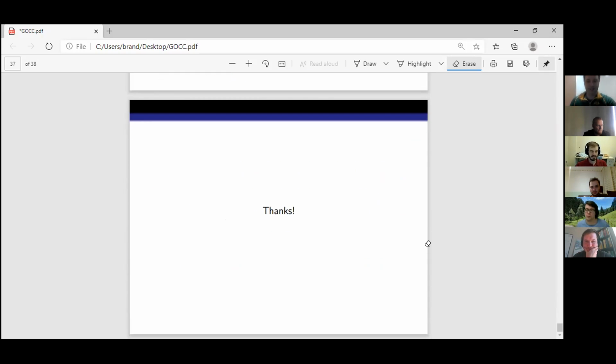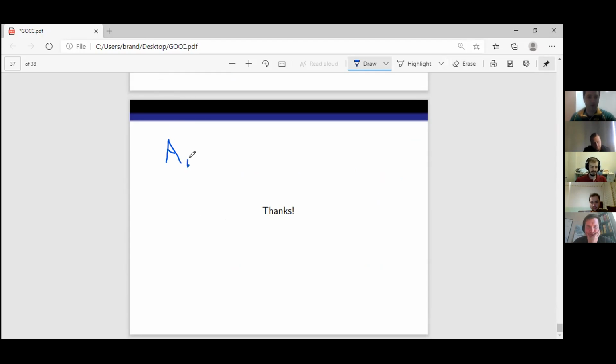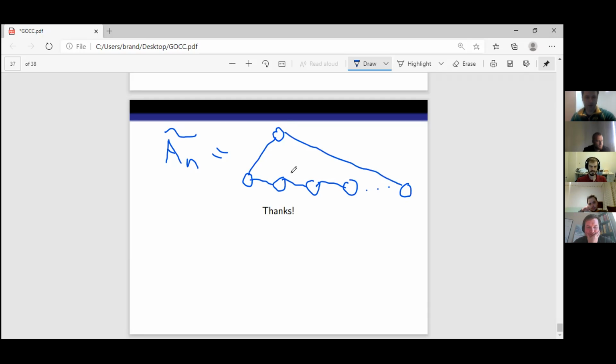Let me draw it on this screen. With A_n tilde, I didn't really go over what A_n tilde is, because that would take 2 pages of diatribe, but basically it has n plus 1 nodes, and they're all connected in a cycle. This is 1, 2, 3, up to n minus 1, and this is n.